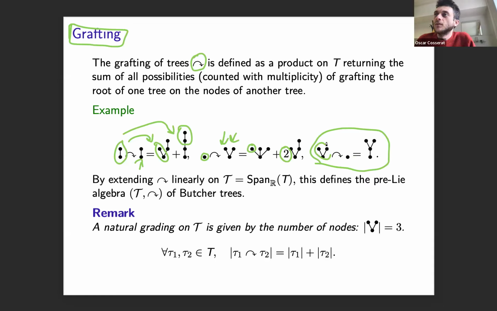So this tree is here. So this is a product. We can extend this linearly on the free vector space generated by non-planar rooted trees.